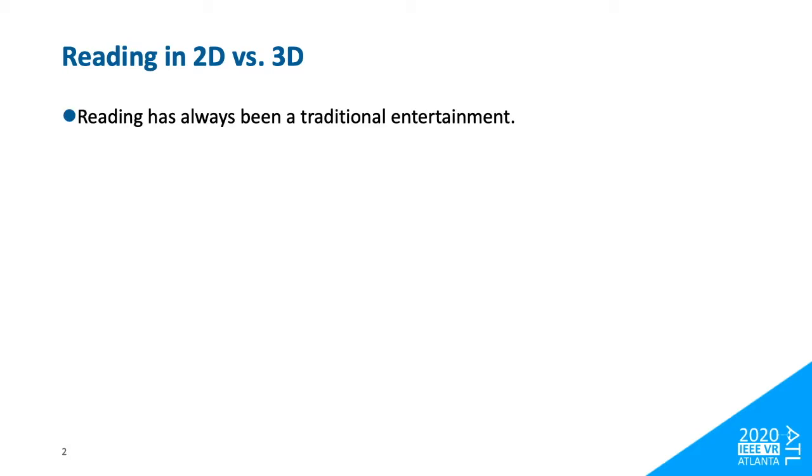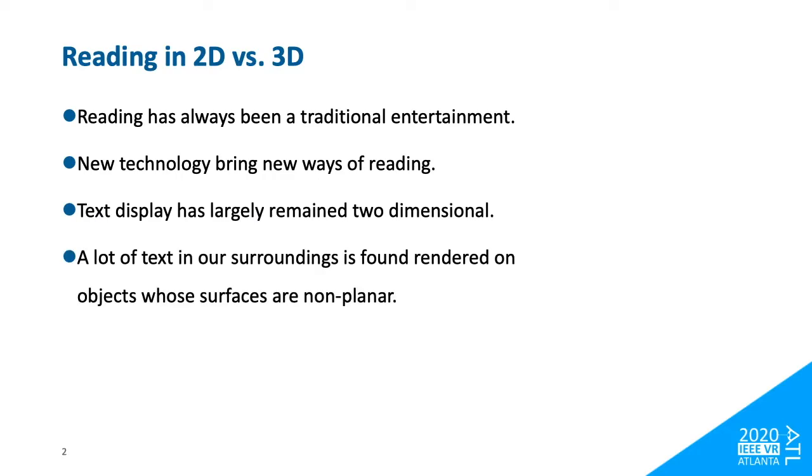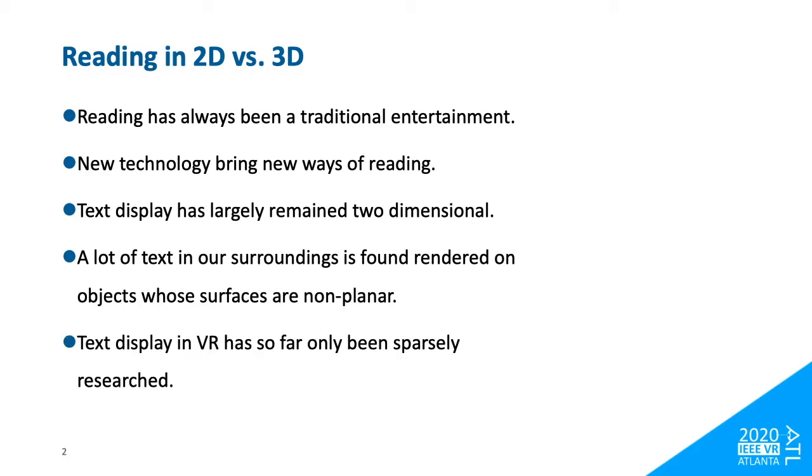As we all know, reading has always been a traditional way for people to get information. With new technologies coming, the ways of reading are changing as well. Now we can use the phone, the tablet, even a PC to read, instead of just reading on paper. Moreover, reading interfaces are traditionally two-dimensional, while the text in our surroundings, rendered on objects, is non-planar. People focus on immersive games and interactive experiences in virtual reality, but less on text displays.